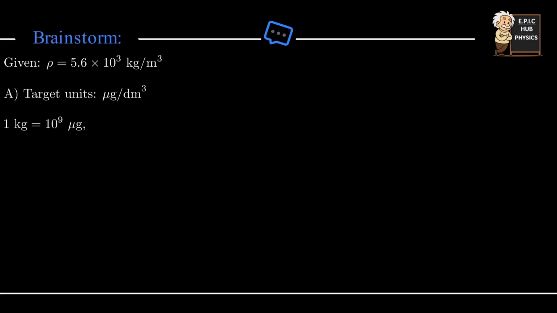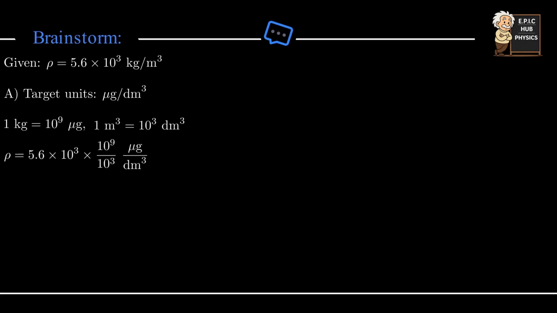We know this because it takes 10 to the power 6 micrograms to make a gram, and then another 10 to the power 3 to go from gram to kilogram, giving 10 to the power 9. Also, 1 cubic meter is equal to 10 to the power 3 cubic decimeters. This is because 1 meter is 10 decimeters, and when cubed, this gives 10 to the power 3.